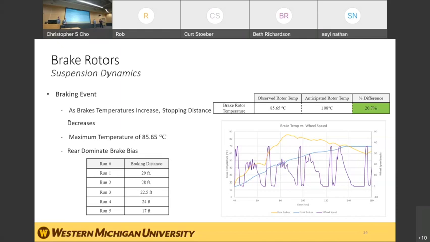Now, this could be due to the fact that SolidWorks doesn't incorporate the airflow through the rotor during the testing or other things that the simulation doesn't truly understand. We also found, as depicted in this graph, that your rear brakes reached a much higher temperature than your front brakes, resulting in a very rear biased vehicle, which now can be known to help tune the vehicle per driver request in the future.